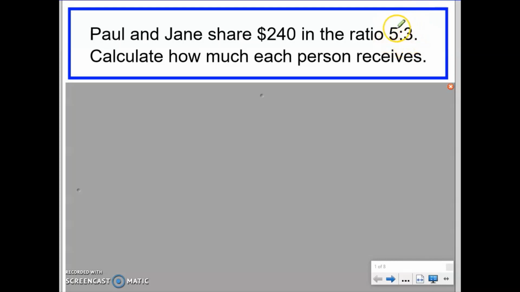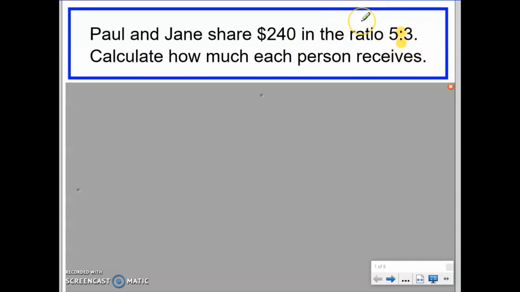First thing to talk about is this notation, 5 to 3, or 5:3. When we say this, we would say 5 to 3, or I may refer to it as 5 dot dot 3. Either way, I'm referring to the ratio 5:3.